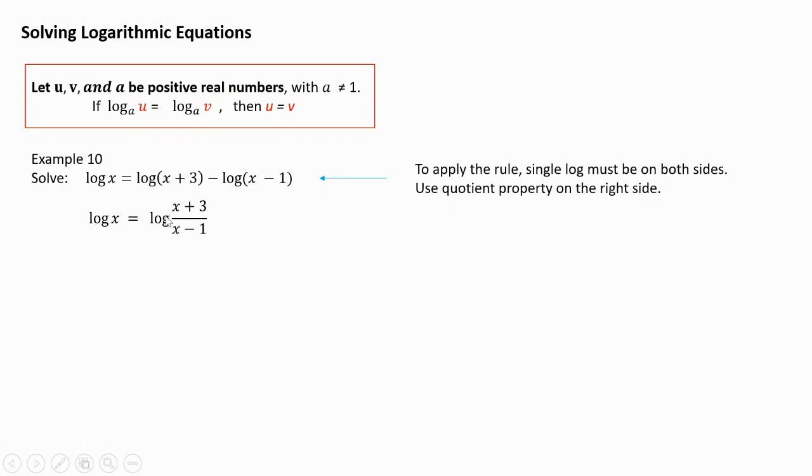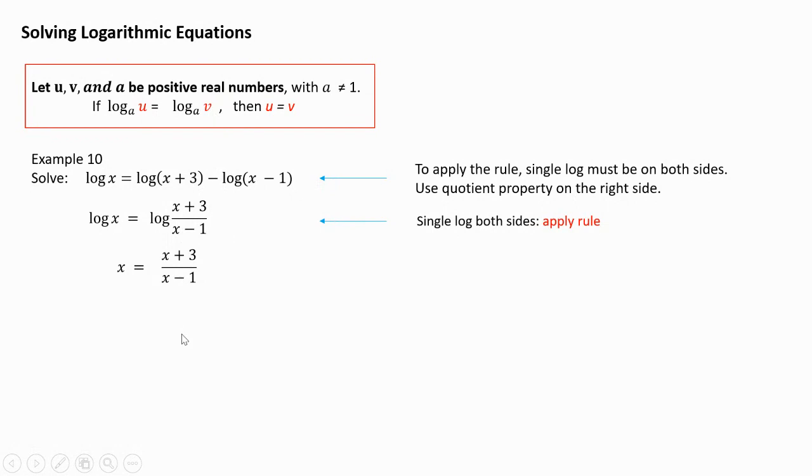Again, this was expanded, and this is the single form of the expanded form on the right side. Right now, we have the same log to the same base, so u must equal v. So x must equal x plus 3 divided by x minus 1.